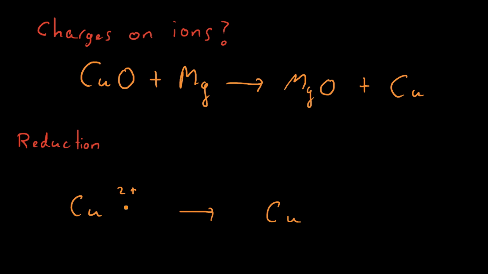They are gaining electrons. And how many do they have to gain to go from +2? To go from +2 to 0, well, they have to gain 2 electrons, right? And then they'll become copper.